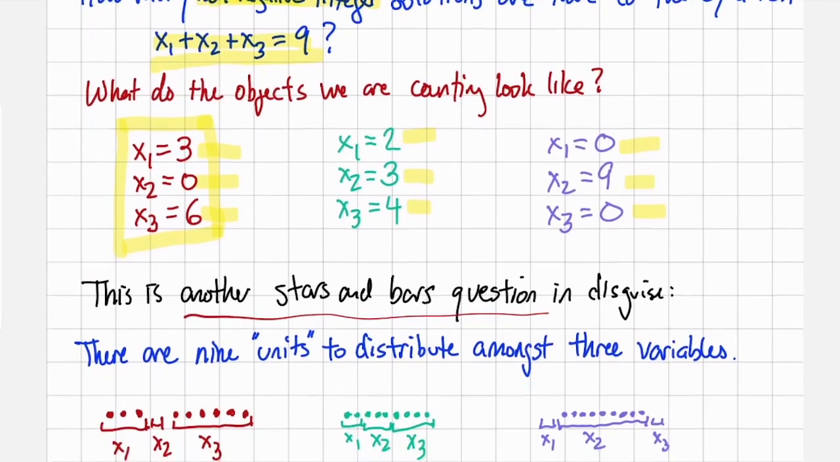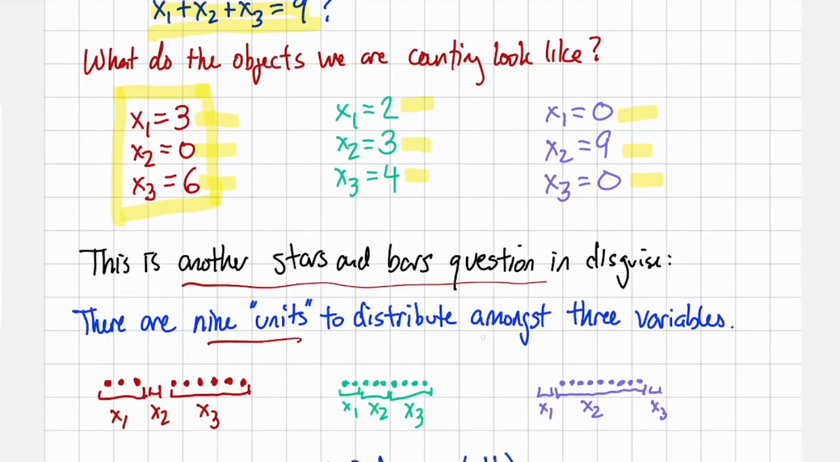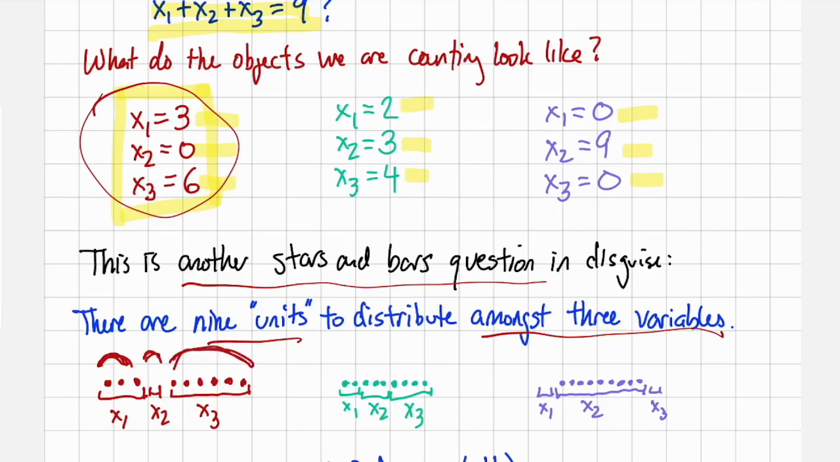What we're doing is we're distributing 9 units amongst these 3 variables. Some of the units go into x1, some of the units go into x2, and some of the units go into x3. So when we see something that looks like 3, 0, and 6, we've put 3 units into x1, 0 units into x2, and 6 units into x3. If we see 2, 3, 4, that's 2 units in x1, 3 units in x2, 4 units in x3. And if we see 0, 9, 0, there's nothing in x1 and x3, and there's 9 units in x2. Remember, we put in bars to separate the different bins.